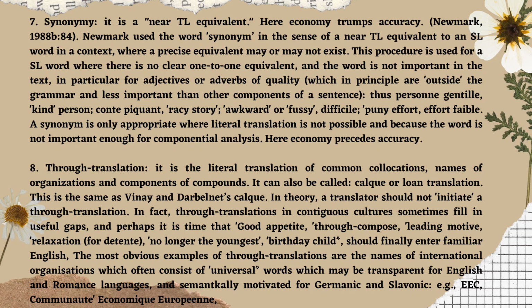And next, they should only be used when already familiar in English. The most obvious examples of through-translation are the names of international organizations, which often consist of universal words which may be transparent for English and Romance languages and semantically motivated for Germanic and Slavic. Example: EEC or Communauté Économique Européenne.